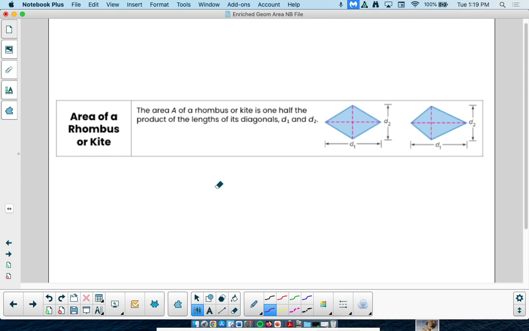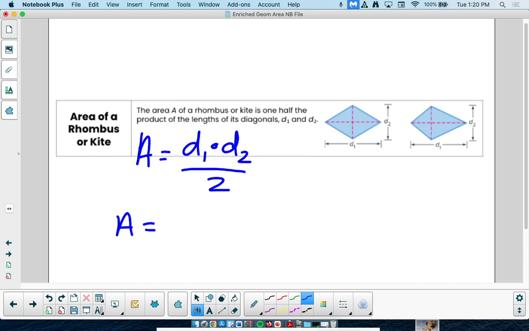Okay, our formula for the area of a kite and rhombus. Anyone know what it is? Would it be like height times height? Yeah, except we're going to use our diagonals. That's what D1 and D2 stand for. So D1 times D2 divided by 2. Take your diagonals times each other, then divide by 2. Or you could write it this way, half D1 times D2. Just make sure it's a multiplication sign between your diagonals. You're not adding them, you're multiplying. And the diagonals go from corner to corner.